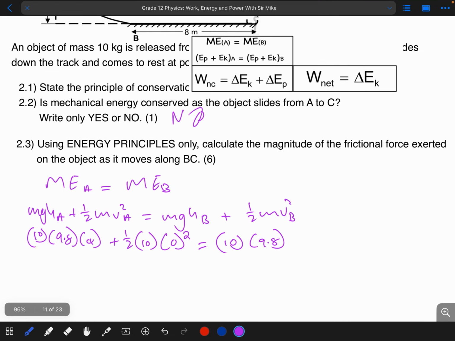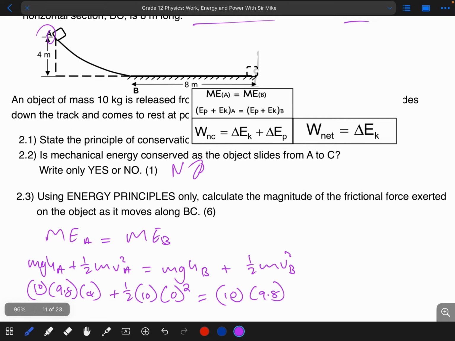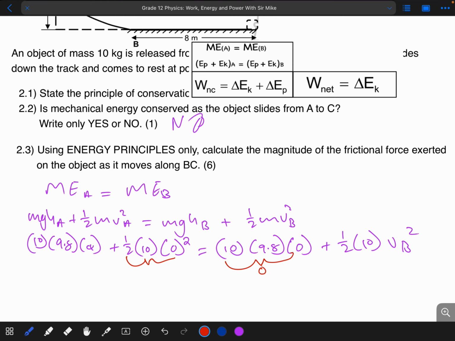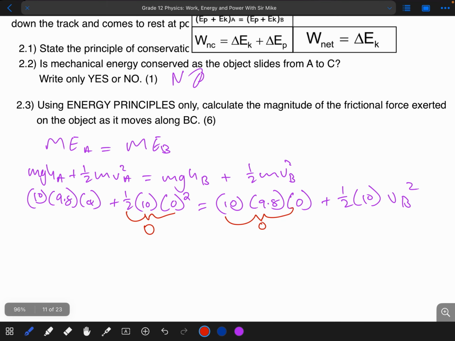When the object is at point B, it is on the ground, so the vertical height will simply be 0. So it will be plus a half multiplied by the mass, which is 10, multiplied by VB squared. You notice that these two terms simply give us zeros, so we are left with just these two.